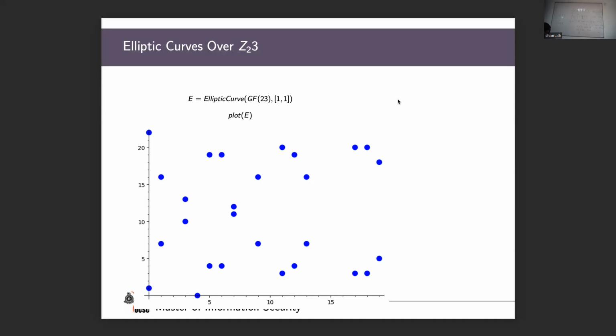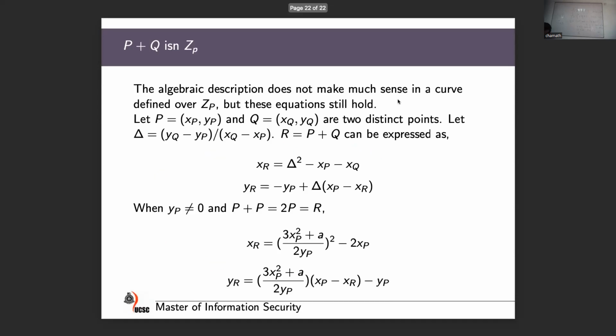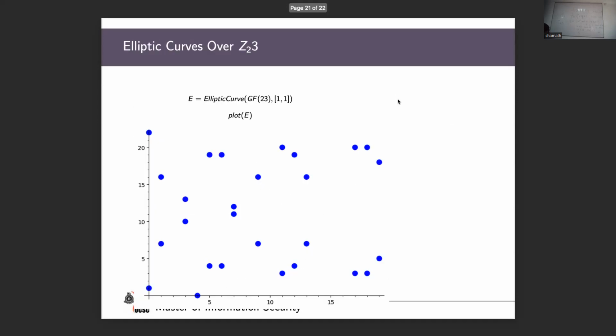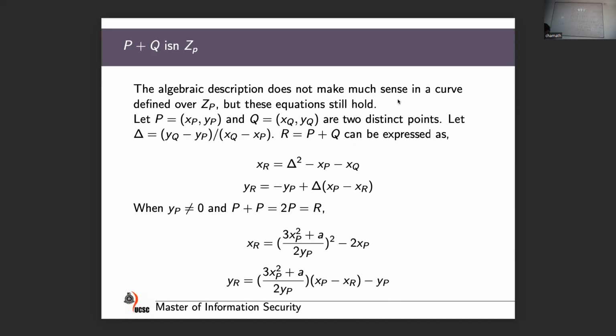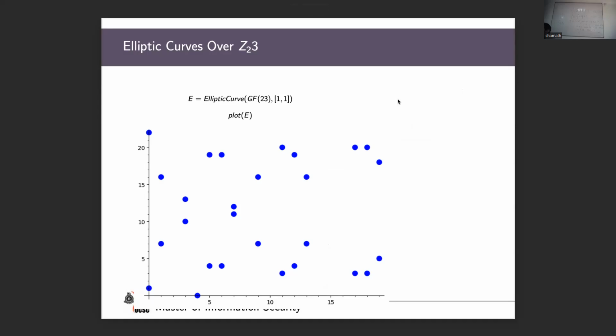So this curve does not look like our original elliptic curve at all. Bunch of points. It's not really a curve. So we don't have infinite number of points on the curve. We have only finite number of points, right? But still, even though it doesn't look like a curve, these equations hold, right? If we know the coordinate points of any point P and any point Q, we can calculate the coordinates of the point R, right? Using the same equation. Right? But important thing is that we only have finite number of points here.